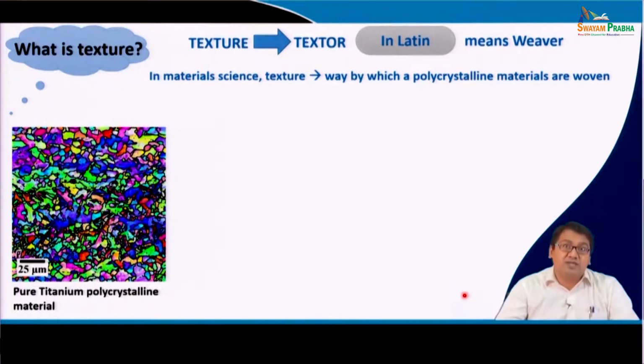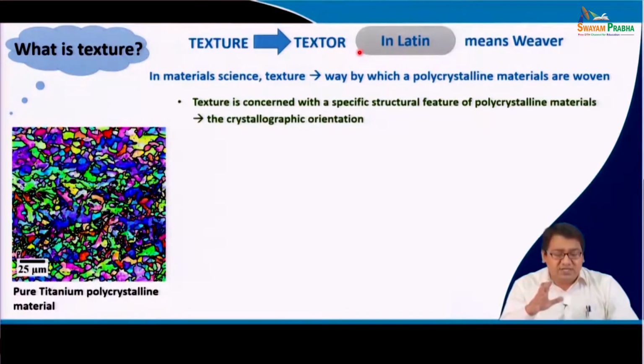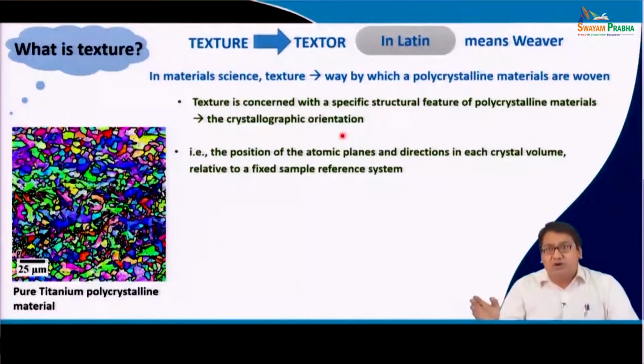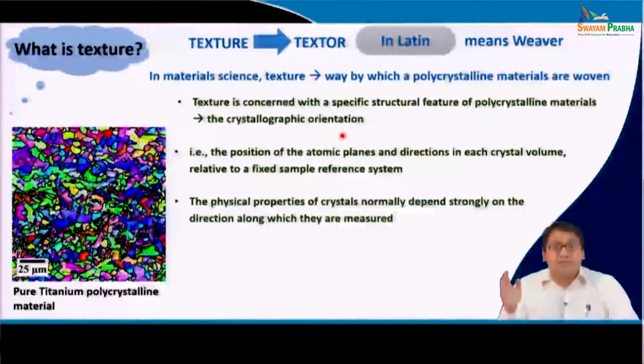Now, texture comes from the Latin word textor, which means the weaver, and in material science texture is the way by which a polycrystalline material is woven. If we define texture, texture is concerned with a specific structural feature of polycrystalline material, the crystallographic orientation. That is the position of the atomic planes and direction of each crystal volume, that is crystallites, relative to the fixed sample reference system. Here the phrase relative to the fixed sample reference system is very important.